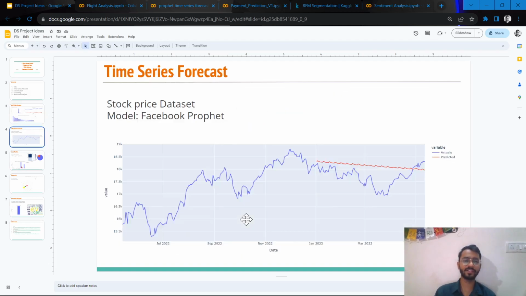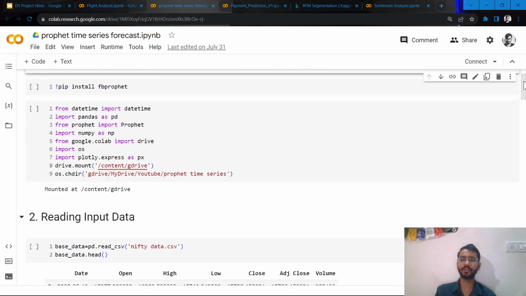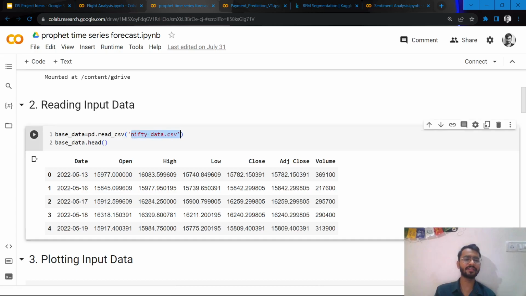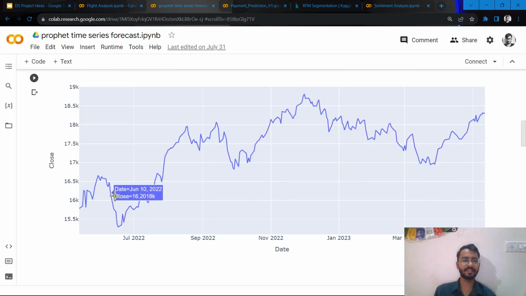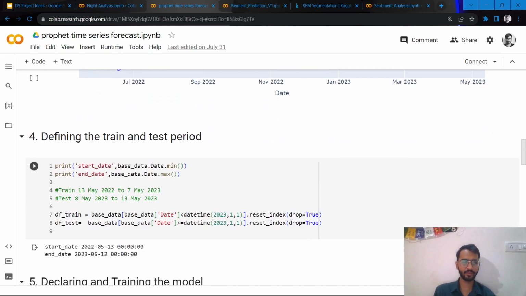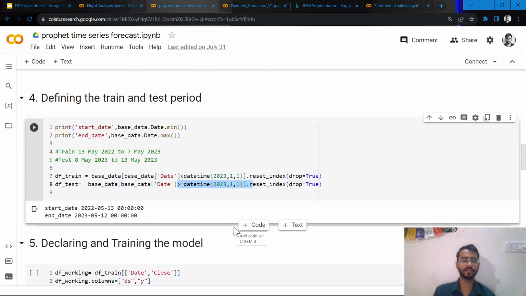Moving on to the next one, which is a time series forecasting project. Here I have used the Facebook Prophet model to do a very basic time series on the Nifty dataset. The Nifty dataset is basically a stock market related dataset, with a date column and a price column. I have taken a pre-period of before 2023, and a post period of after 1st Jan 2023, and I've made predictions after 1st Jan 2023.